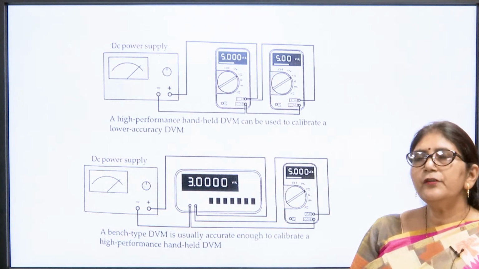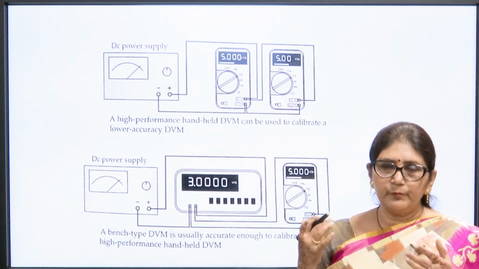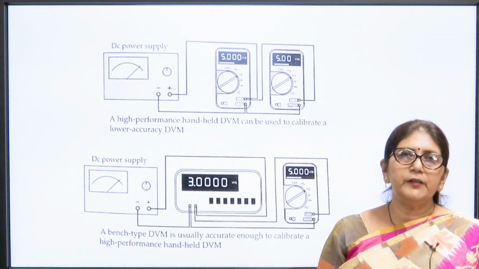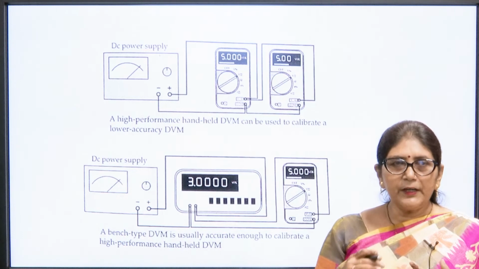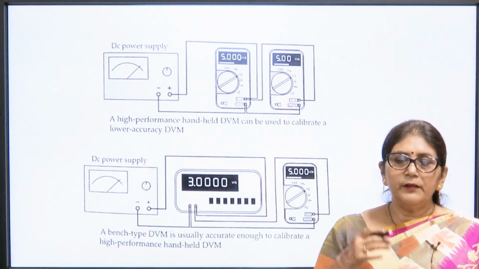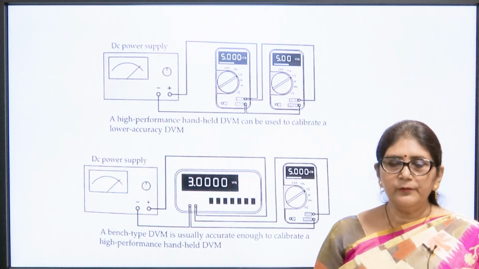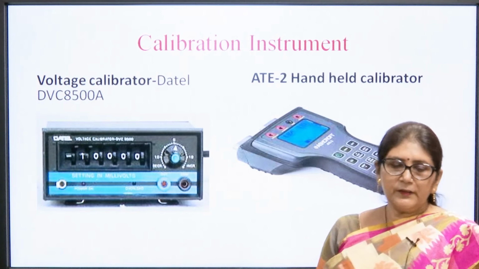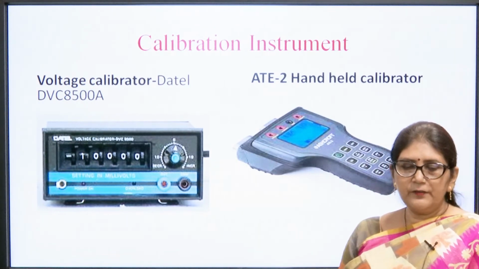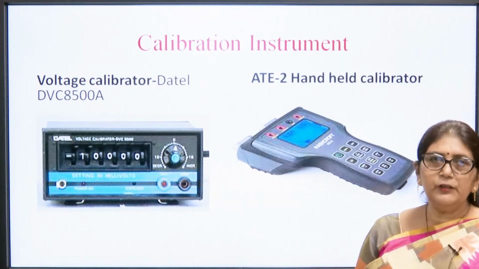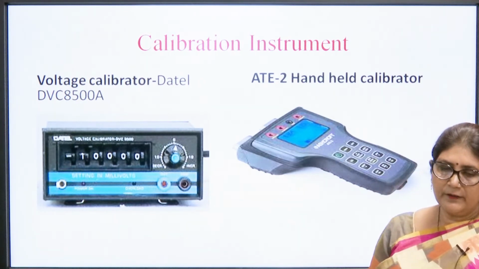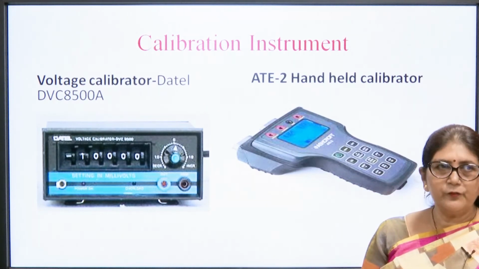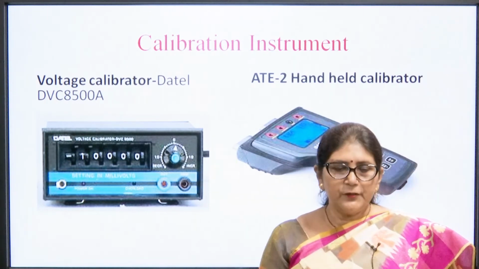Basically, the purpose of calibration is to verify that our instrument is working properly and is very accurate. Accurate means it shows a value very close to the true value. These are a few of the calibration instruments. One is the voltage calibrator, which is used directly for calibration purposes, and this is the current calibrator. These are standard instruments which we can use directly for calibration.